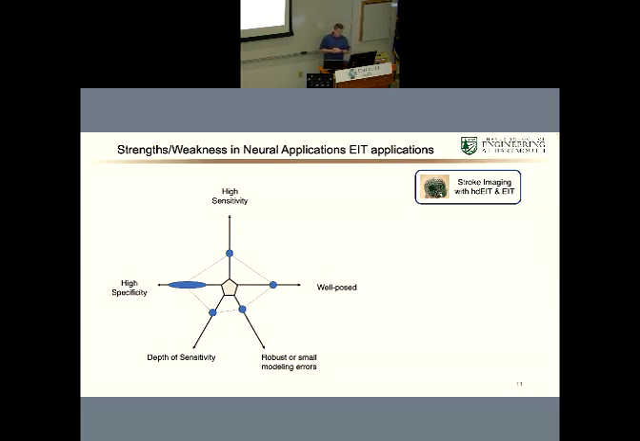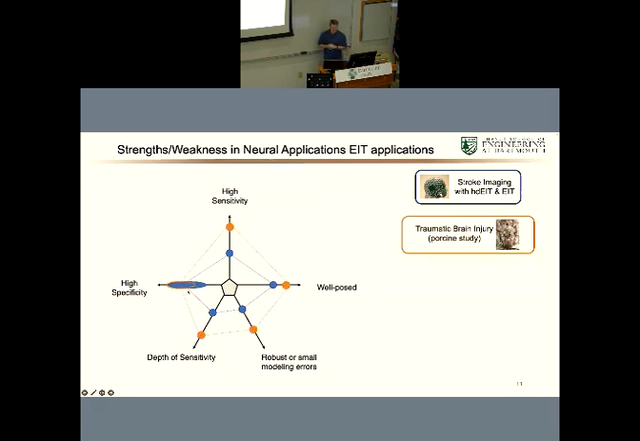There's going to be a lot of noise in the error chain of all the modeling that we have to do. And then similarly, the depth of sensitivity is kind of lower because we have to get through the skull. And I would say I just drew this big because it's to be determined.